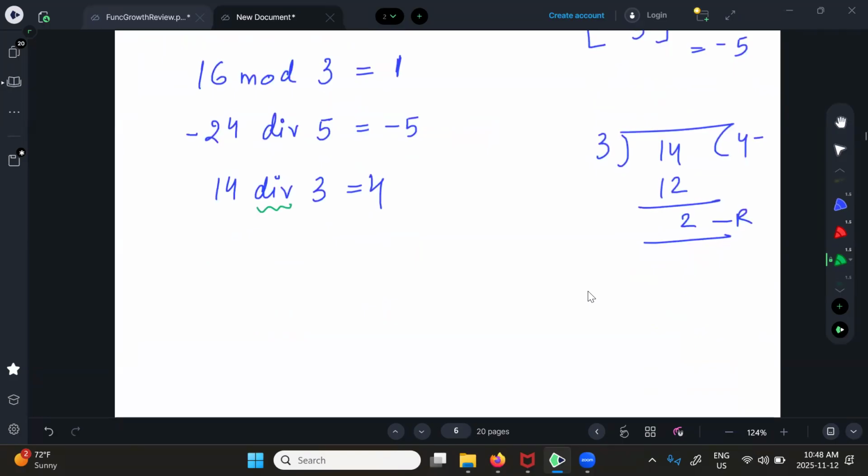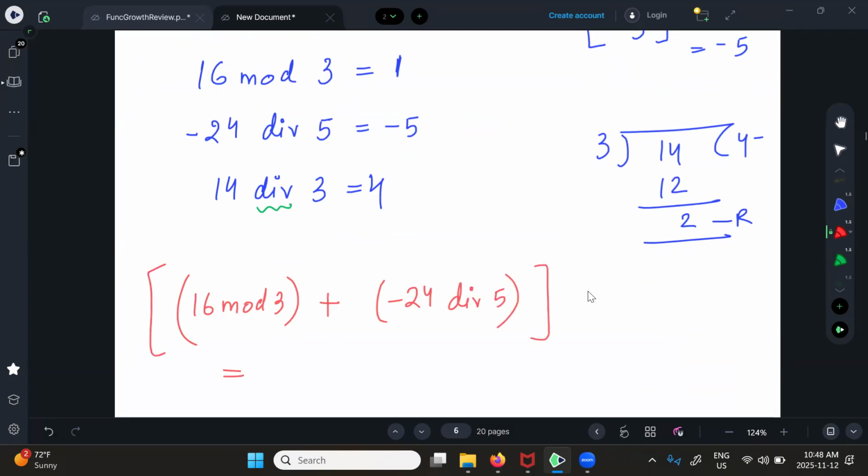What if I combine this? What if I said 16 mod 3, plus negative 24 div 5, and the whole of it is mod 3 again. Then what? 16 mod 3, you found out above, is 1. Negative 24 div 5, you found out is, what am I doing with the whole thing? Think again before you answer. The final is mod.